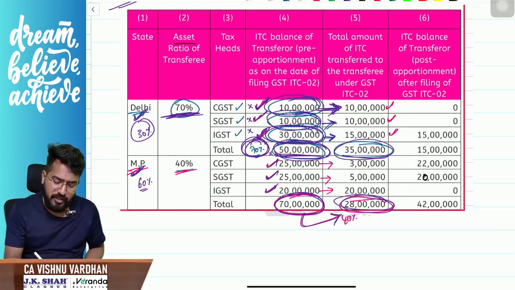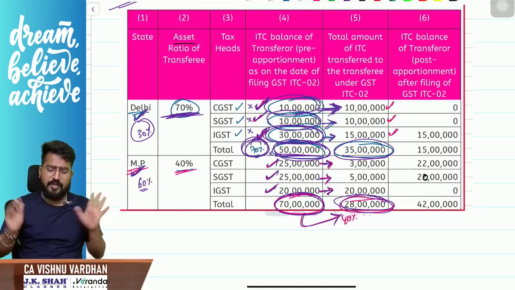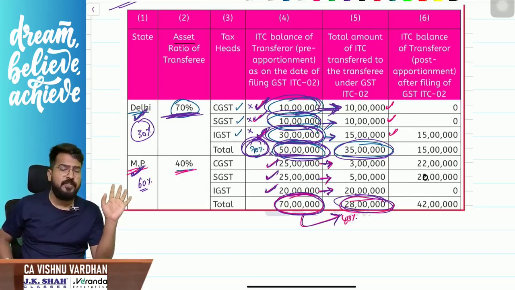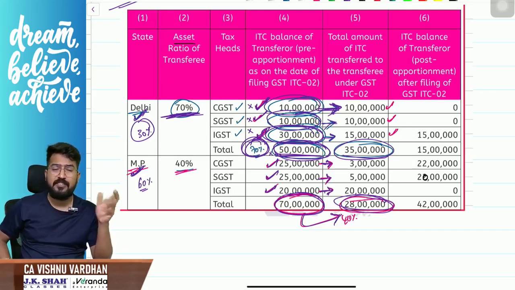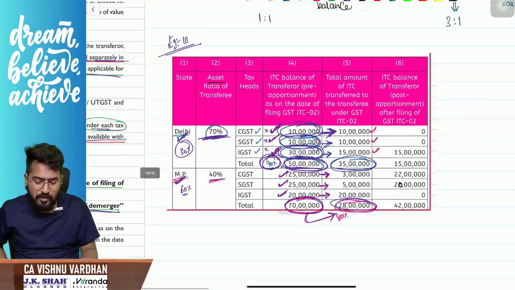So here, out of 25 lakhs, 3 lakhs we are transferring, out of the other 25 lakhs, 5 lakhs we are transferring, and out of 20 lakhs IGST, the full 20 lakhs we are transferring. Total, 28 lakhs transferred. So the total should match the percentage, and for each head it is your wish: however much you want to transfer, you can transfer. That is Rule 41A.